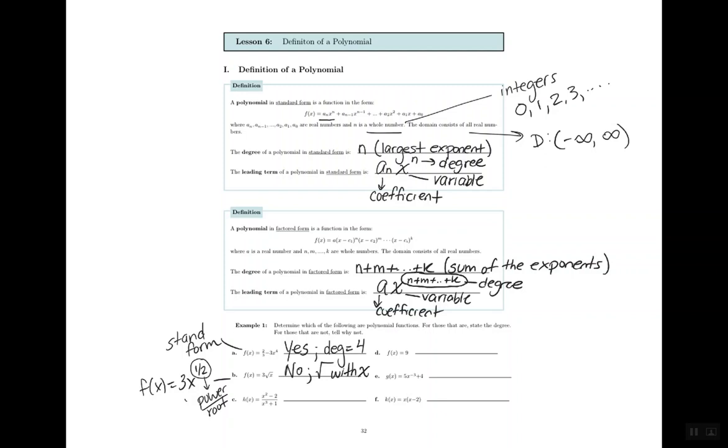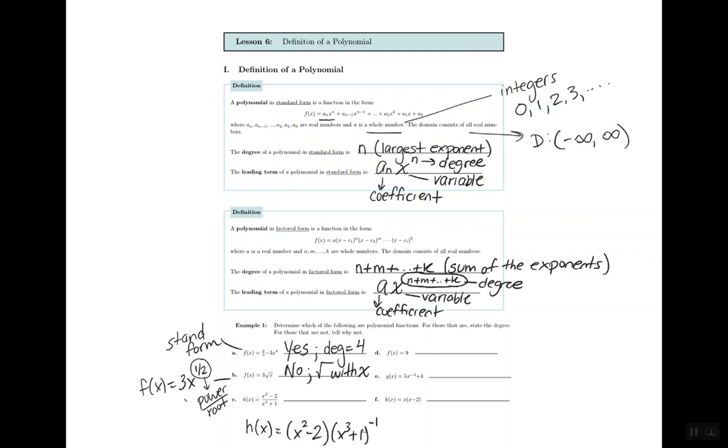Part C gives us h of x equals x squared minus 2 over x cubed plus 1. Now, to start off, this doesn't look like a polynomial in standard form or factored form. So to help us rewrite this, we can rewrite h of x as the factor, x squared minus 2, times the factor, x cubed plus 1. And we need to raise that to the negative first power.